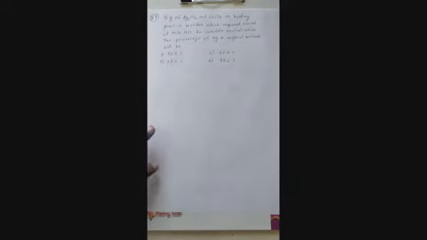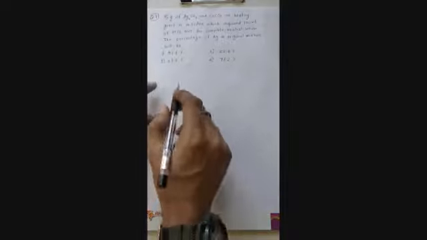Question number 27. 5 grams of Ag2CO3 and CaCO3 on heating gives a residue which required 100 milliliters of M by 5 molarity HCl for complete neutralization. The percentage of Ag in the original mixture will be. So let's see the solution now.